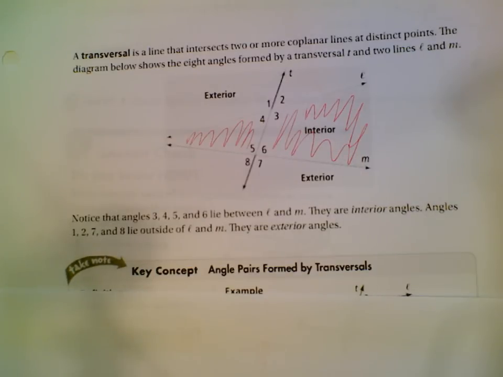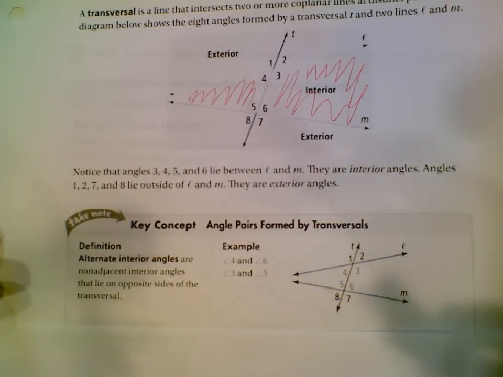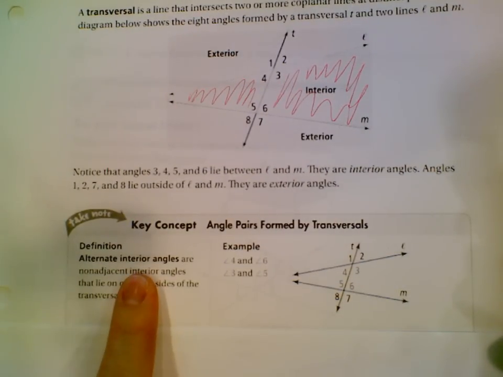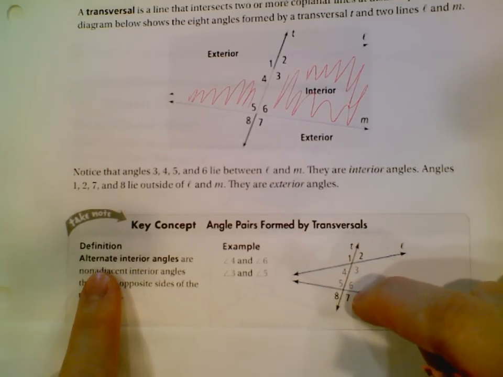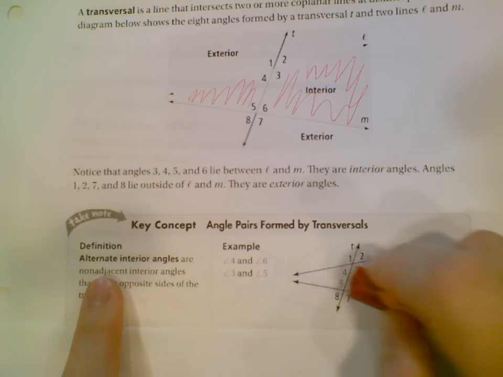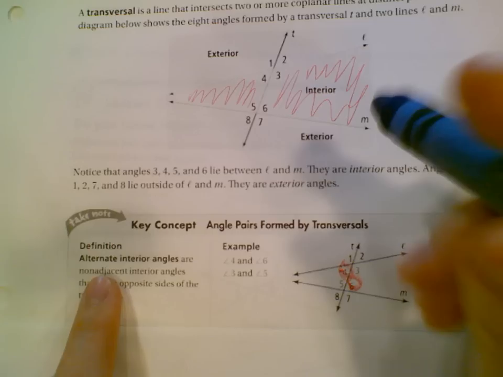So we have some more definitions here. First one, alternate interior angles. The first thing is knowing that it's inside. So here are my two lines. I'm going to go in between. Alternate means I'm going to go on opposite sides of the transversal. So if you have another color, I would highlight 4 and 6 because that's a pair. And then the other pair would be 3 and 5.